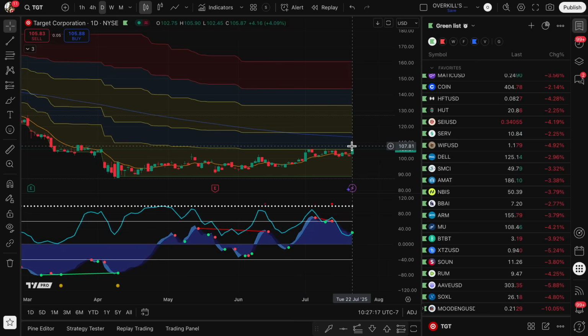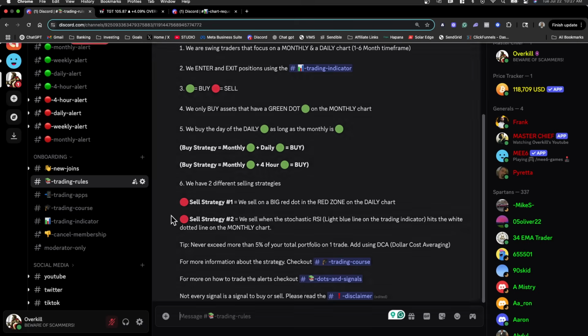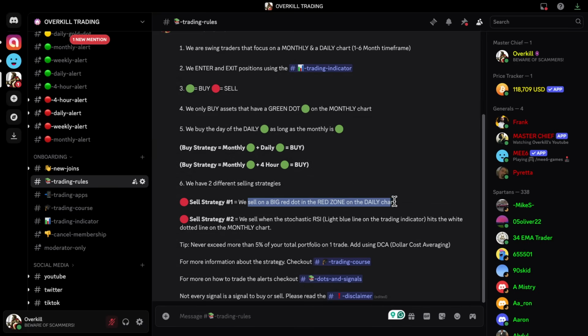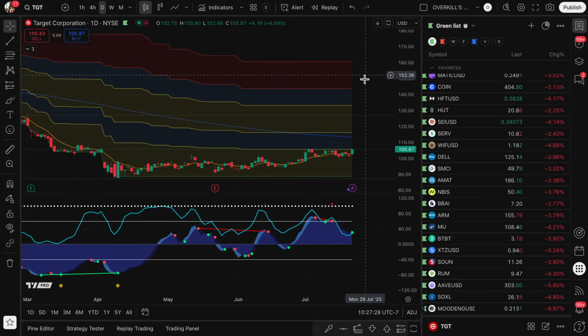You got the green dot here on Target. So our target, our sell target, right? There's 2 of them. So a big red dot in the red zone on the daily chart. The red zone is part of our Fibonacci tool. We use a Fibonacci retracement tool.